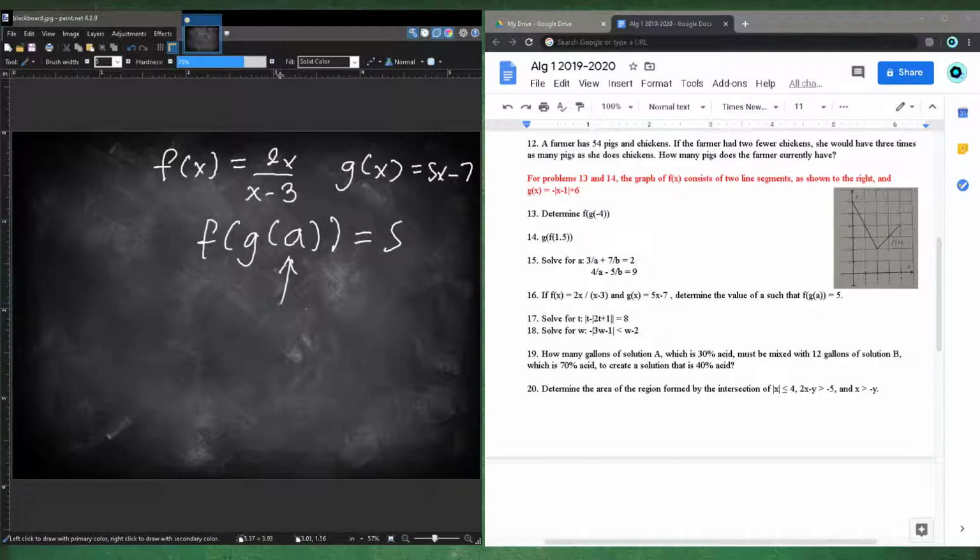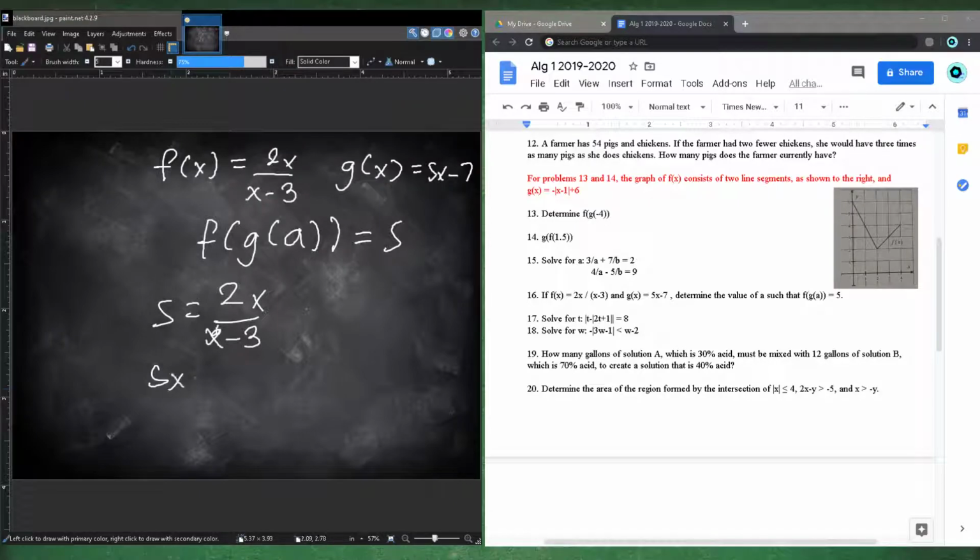So we have to find a. Okay, so since we're getting the output to get to the input, what we're going to have to do is work from outside in. So we need to find when f of x is equal to 5. So that's 2x, right? Because f is the outside equation. So that's going to be x minus 3.